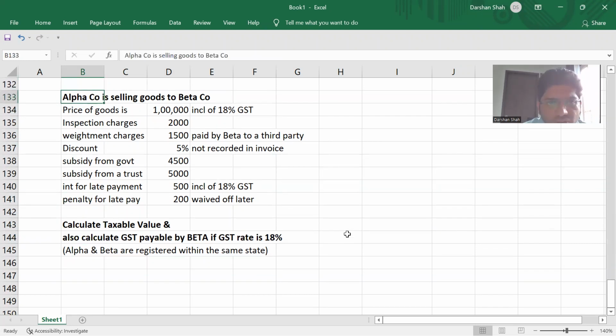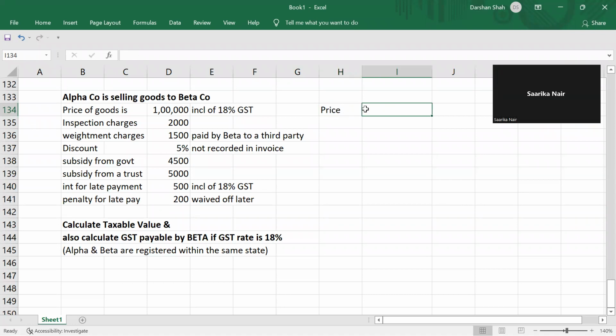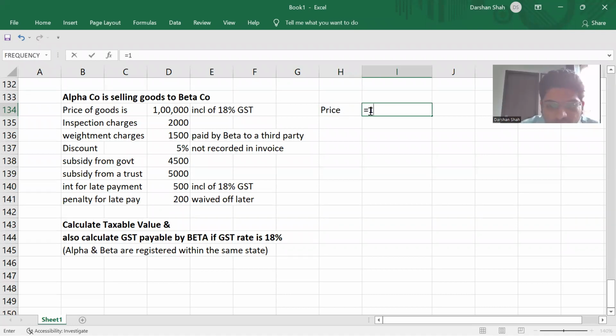So, price of the goods. First thing, do I want price inclusive of GST or exclusive of GST? Exclusive of GST. Correct. Price should be exclusive. So what is the formula for exclusive? 1 lakh into 100 by 118. Everyone is clear with this concept now?